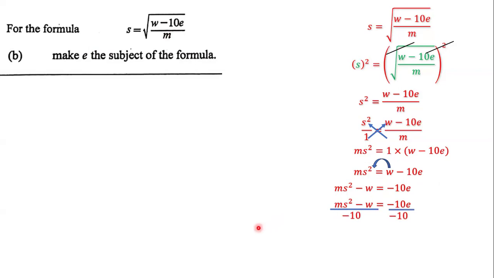And that means that this cancels out with this. And so we have that E is equal to (MS squared minus W) all over negative 10. And so that's what E is. E is equal to (MS squared minus W) all over negative 10. Now we're going to switch this equation. So we have that E is equal to (MS squared minus W) all over negative 10. And this is the answer. This is our final answer to this question.